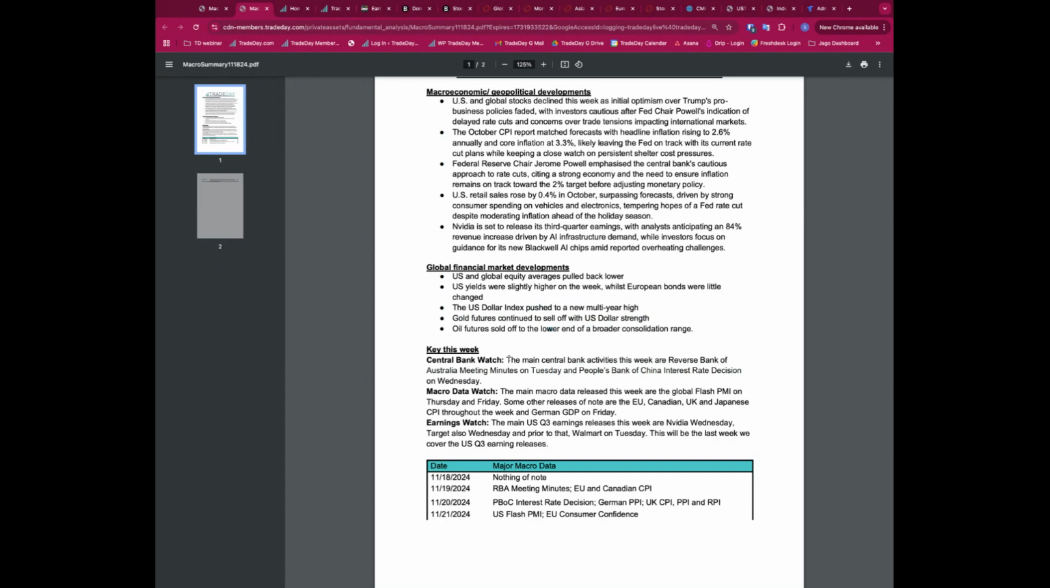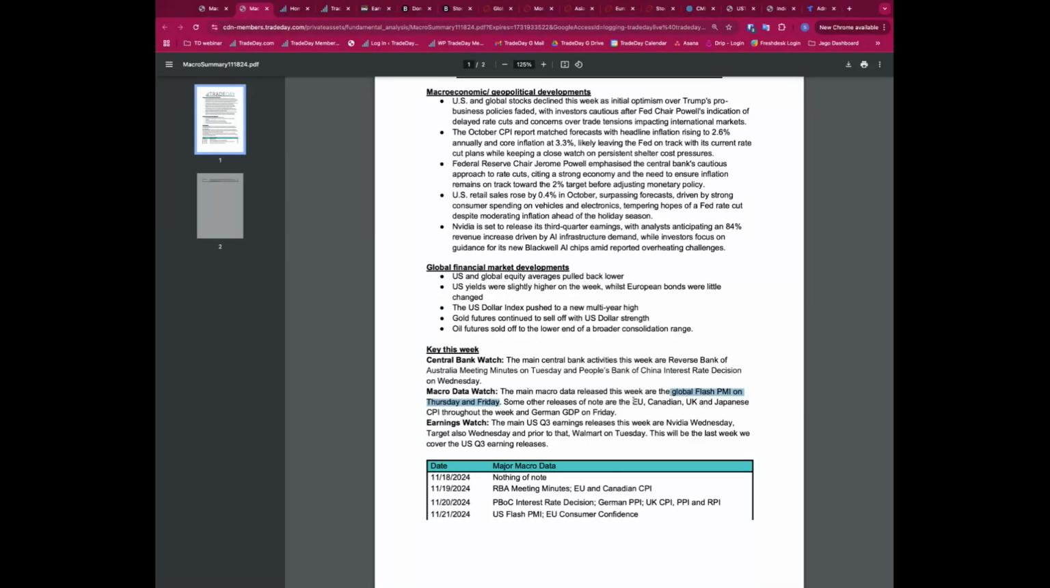Central bank activity is light this week from the US perspective, with the Reserve Bank of Australia meeting minutes, which is not going to really impact anything you guys are looking at, coming up on Tuesday, and the People's Bank of China interest rate decision on Wednesday. The main data going into this week are the global flash PMI data, which is split between Thursday and Friday. Thursday for the US and Friday for much of the rest of the world.